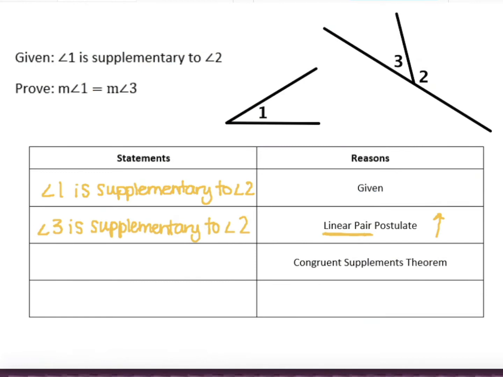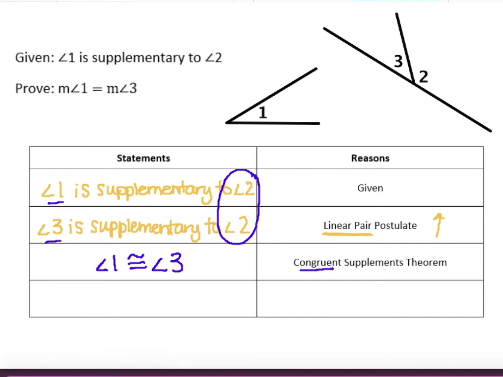It's time for the congruent supplements theorem. The congruent supplements theorem says that if you have two different angles that are supplementary to the same angle, that's what we have going on here, right? If you have two different angles that are supplementary to the same angle, then those angles must be congruent. So that's where the word congruent comes from in that theorem name. If they're supplementary to the same angle, then they are congruent to one another.